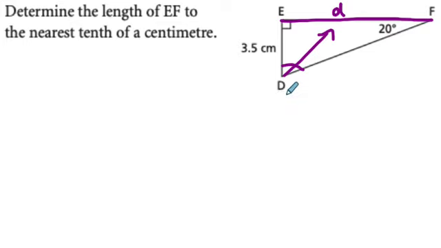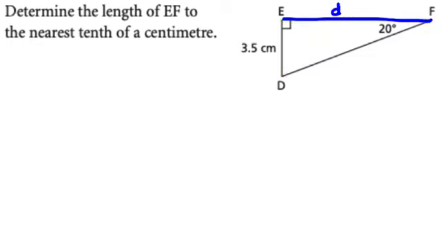The one thing I know right away is if this angle is 20 degrees, then I know that this angle is 70 degrees. 90 subtract 20 is 70. I can tell that this side is bigger than 3.5 because it's across from the bigger angle. So I should know before even doing the question the answer is going to be bigger than 3.5 centimeters. So let's go through the steps.